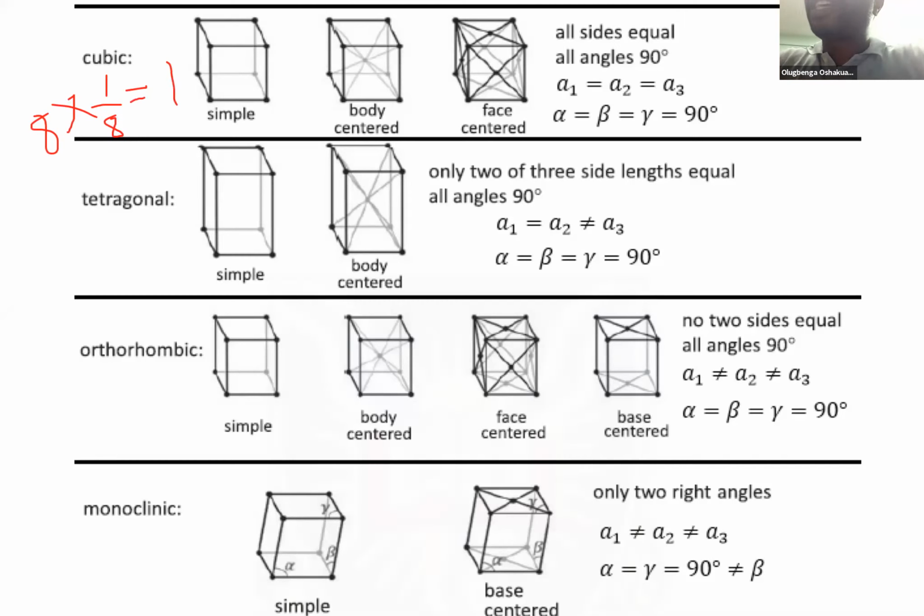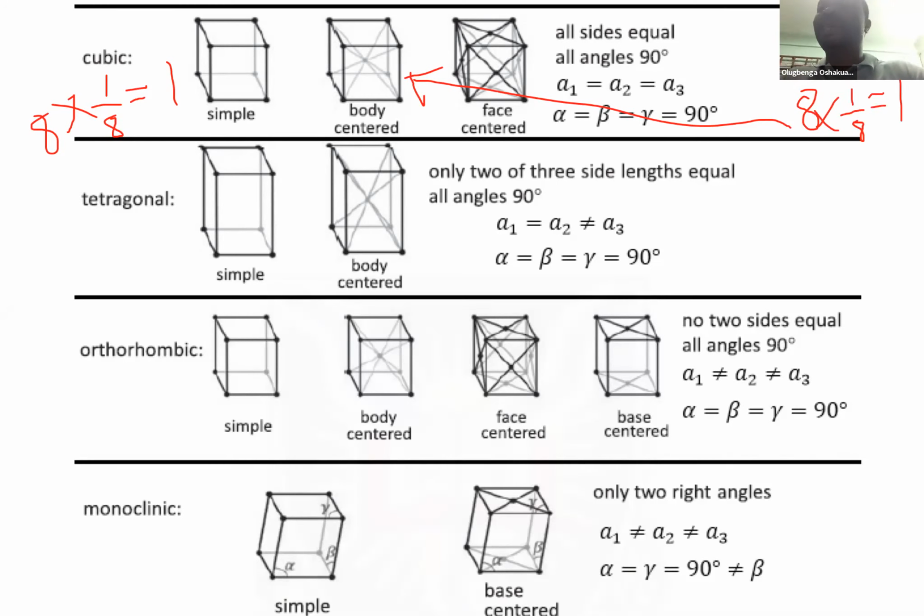When we move on to body-centered cubic, you can count the number of lattice points by saying that there are 8 lattice points. Let's assume each of the lattice points has an atom each. We can say there are 8 atoms at the corners of the cube, and each of the 8 atoms is contributing 1/8 of its value, meaning that is 1.